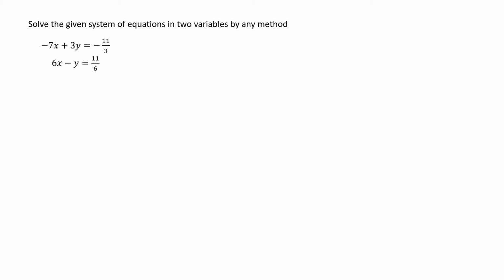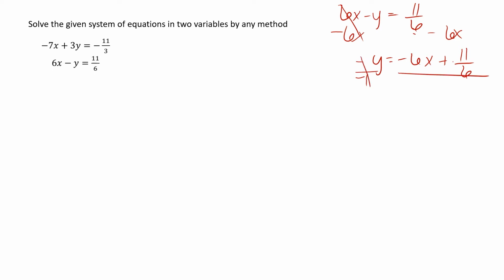So I'm going to do it over here in my right-hand corner. I get 6x plus minus y equals 11 over 6, right? From here, I'm going to move my 6x over. I'm going to subtract, right, because I have to cancel it out. What I do to one side, I do to the other. So now I get negative y equals negative 6x plus 11 over 6. From here, I'm going to divide by negative 1. So I'm going to divide this whole thing by negative 1. So then I get y equals positive 6x minus 11 over 6.